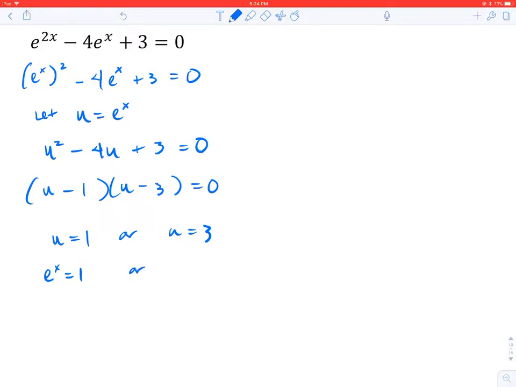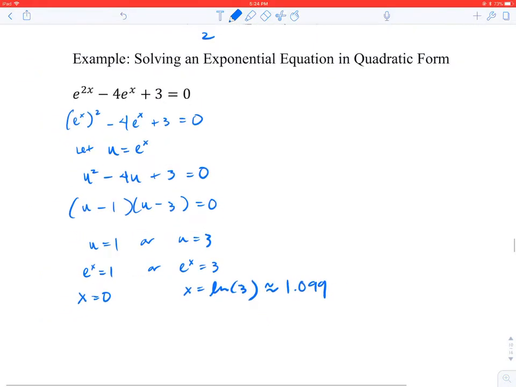Replacing the u with e to the x. e to the x equals 1, we could solve that by inspection. x must be equal to 0. And then we'll have x is equal to ln of 3, which is approximately 1.099.